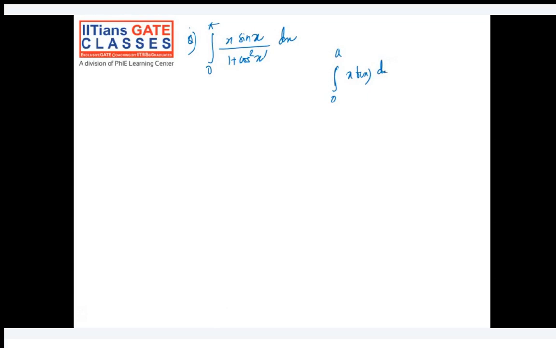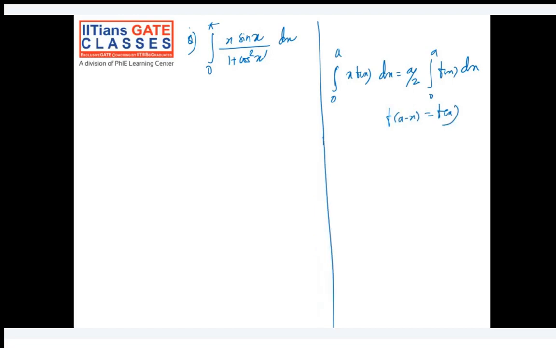It is equal to a by 2 integration 0 to a f of x dx. We can clearly see that, if you assume this function, solving this question will be comparatively easy once you remove this x. That is why we are using this property here, and this is valid if f of a minus x equals f of x. So you have to check it first whether this is satisfied or not. How will you check? You know your f of x is sin x divided by 1 plus cos square x.